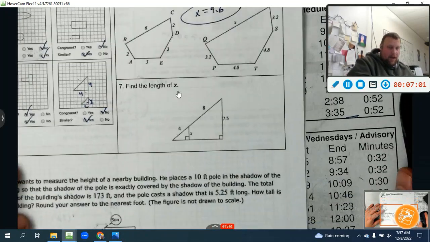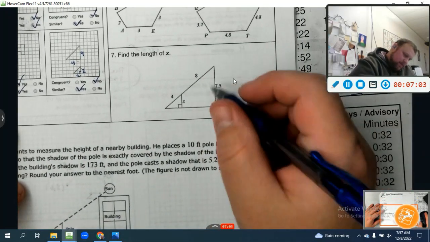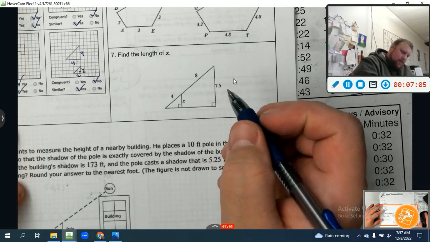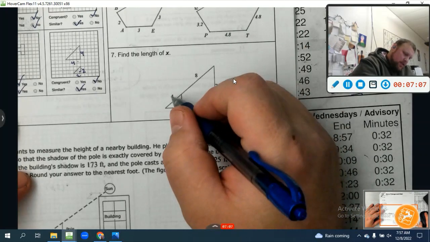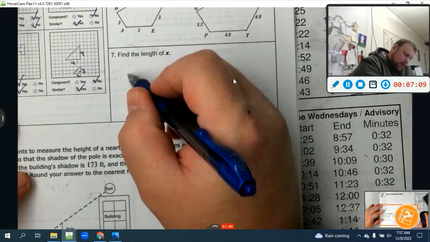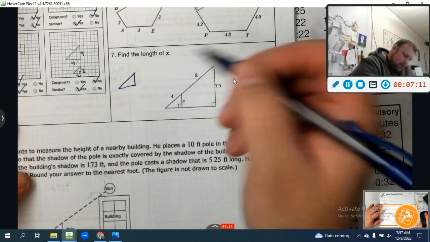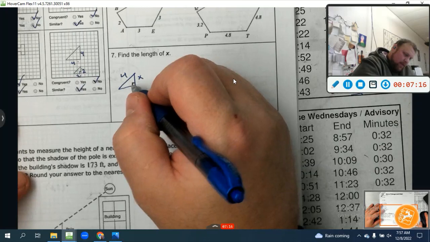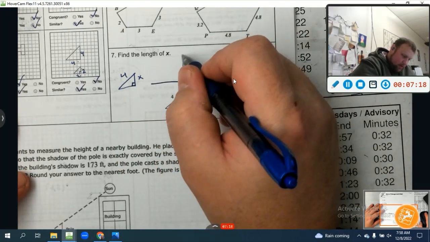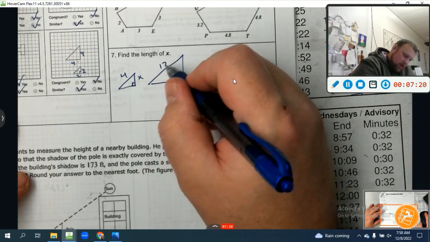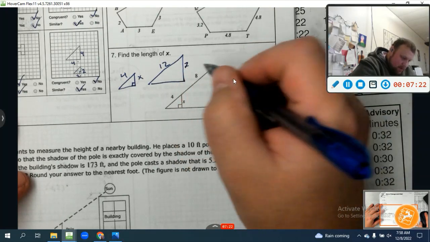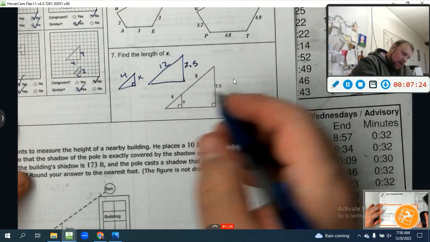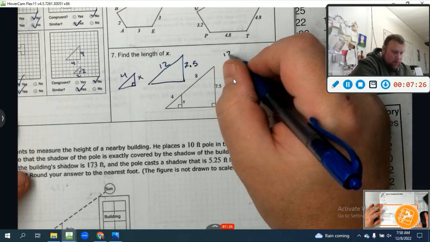I find it easier, guys, if I draw this out in 2 triangles. By the way, this is 4 and this is 8. So we have one triangle with X and 4, and we have another triangle. What's that 8 plus 4? It's 12 and 7.5. So I'm going to say 12 over 4 equals 7.5 over X.